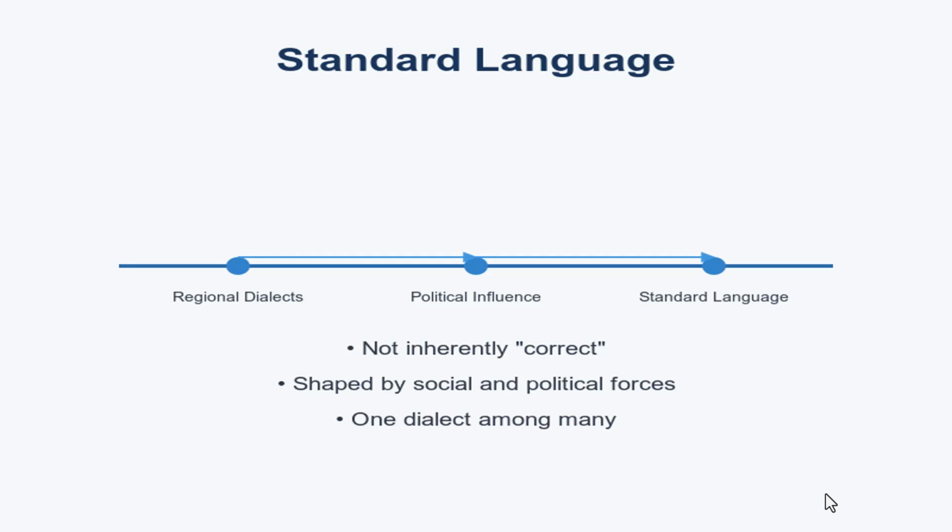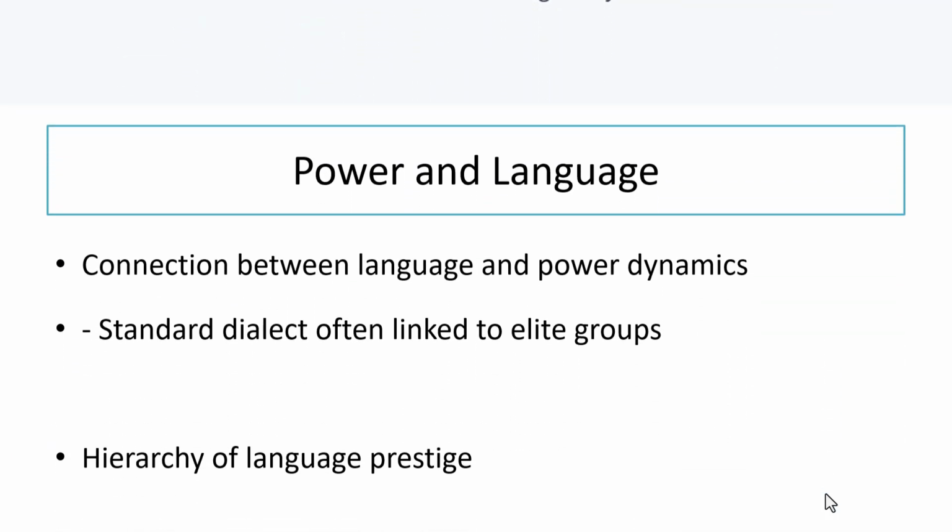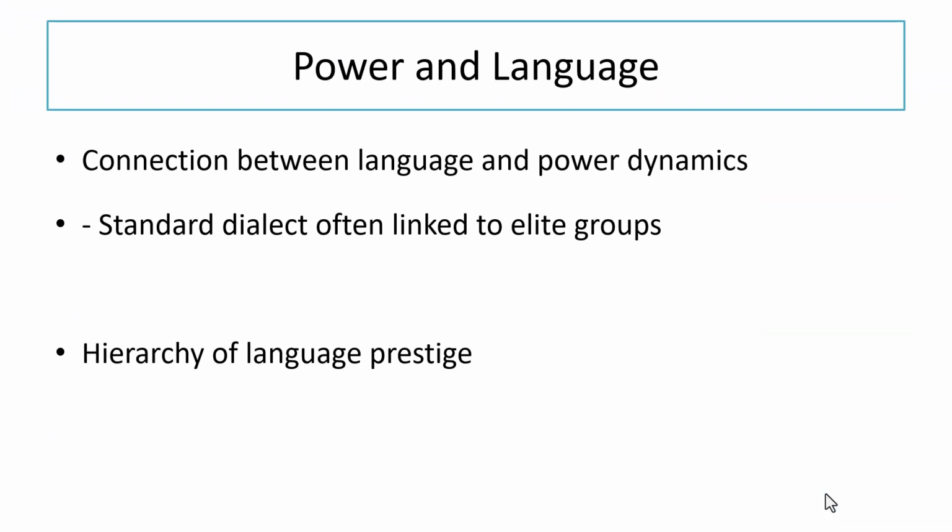How do our social connections actually influence the way we speak? Well, social networks are super important for understanding how language changes and how it varies within a community. So the Milroys, they've done a ton of research in this area, and they found that these dense, close-knit networks tend to reinforce local dialects.